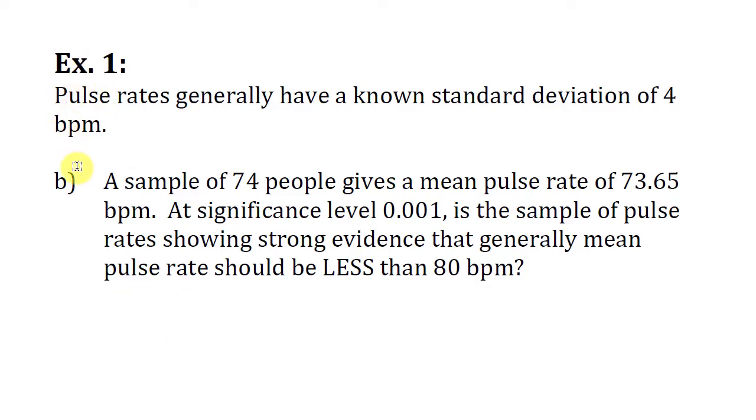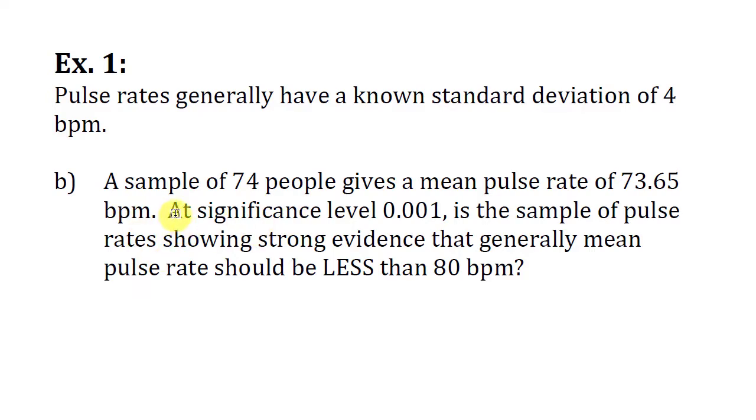Same example. Let's now look into part B of our current example. So again, part B of our example still draws on the common information that pulse rates generally have a known standard deviation of 4 BPM. But now, specifically in part B, we're looking at a sample of 74 people that gives a mean pulse rate of 73.65 BPM, beats per minute. It looks like we're also using the same sample from the previous part of the example.